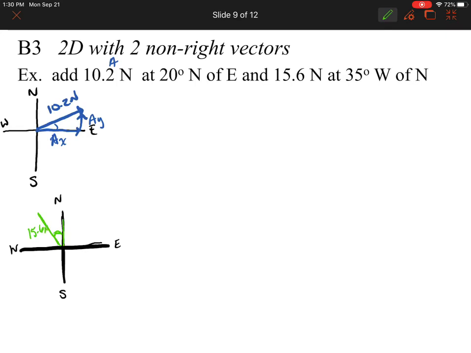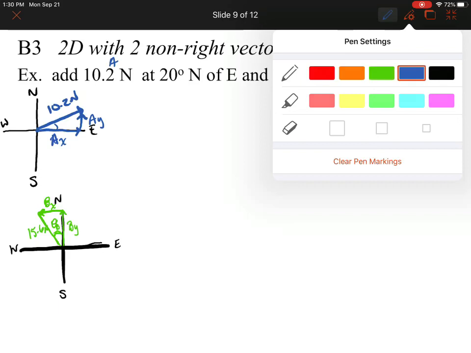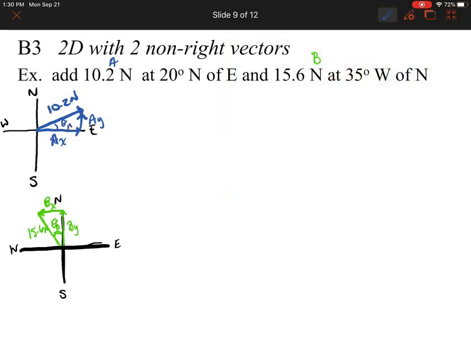Okay, so again, same thing. I'm going to find my x and y directions. I'm going to call this vector B. And so there's B in the y direction and B in the x direction. And this is the angle at B. Here's the angle at A, which was the 20 degrees. That guy's 35 degrees. Okay, so what do I do now?